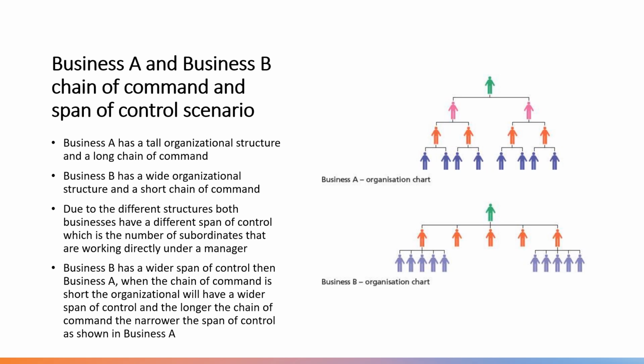Due to the different structures, both businesses have a different span of control. A span of control is the number of subordinates that are working directly under a manager. As we can see, Business B has a wider span of control than Business A. So when the chain of command is short, the organization will have a wider span of control. And the longer the chain of command, the narrower the span of control, as shown in Business A.